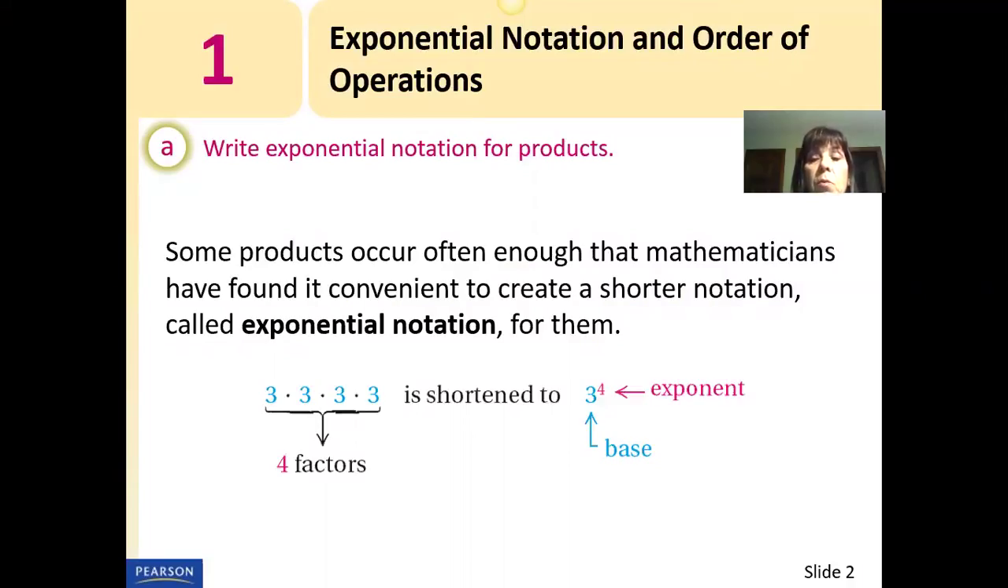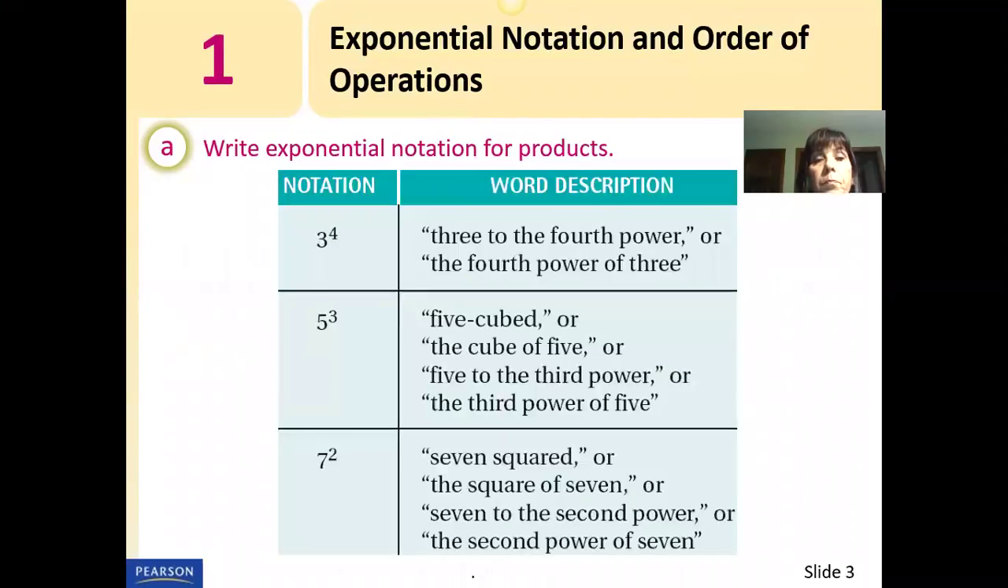So when you see 3 with the little 4, that's called the superscript. That is not 12, but 3 to the 4th like that means 3 times 3 times 3 times 3. So you will be using the factor 3 4 times in a multiplication problem.